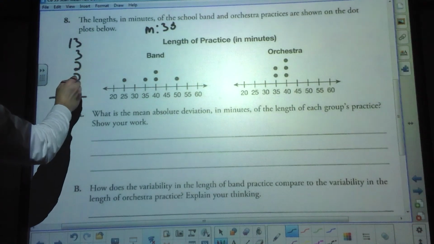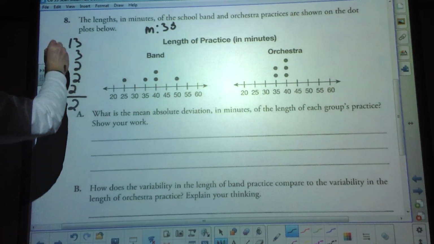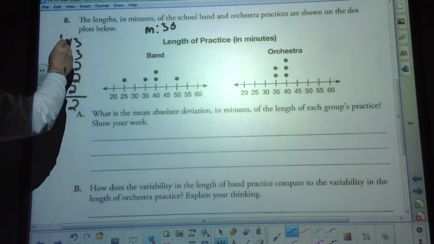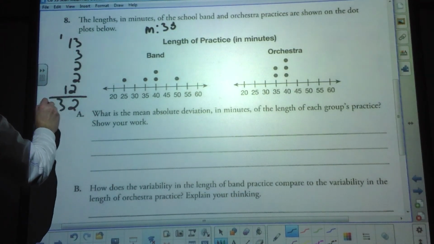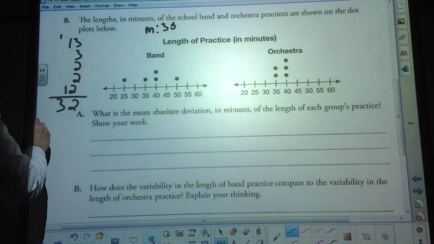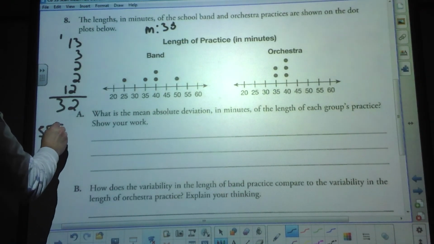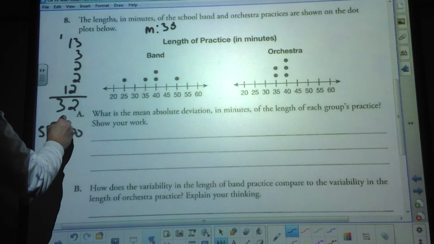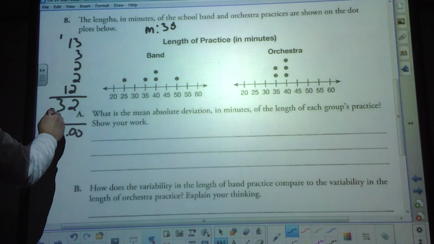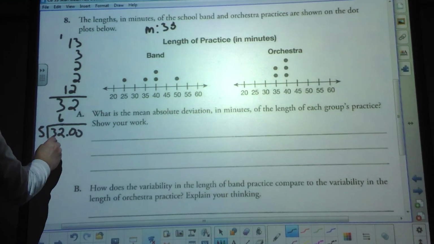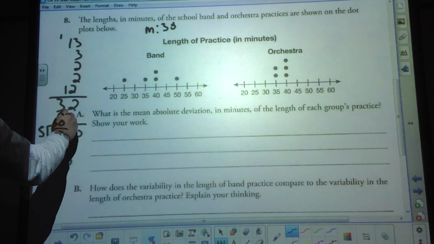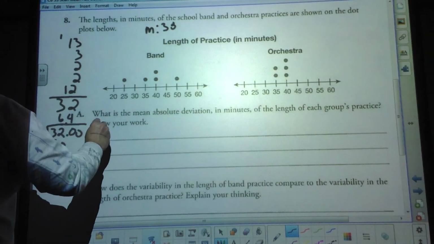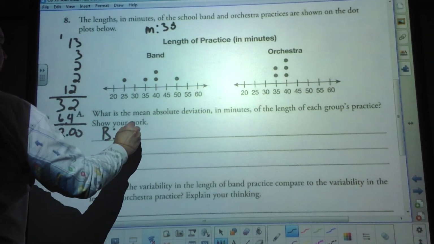6, 7, 8, 9, 10, 11, 12. Carry my 1. And I've got 1, 2, 3, 32. And then we're going to divide that by 5. Say 5 into 32. Let's put a few decimals out here because I know it's not going to go perfectly. It's going to be 6.4. So for the band, it's 6.4.